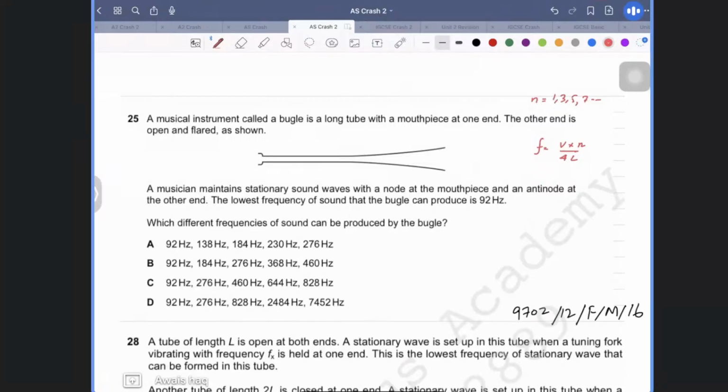The musician maintains the stationary waves with the mouthpiece and antinode at the end. The lowest frequency of sound that the bugle can produce is 92 hertz. So this is basically the fundamental frequency that he's talking about. We're going to write it like this: when the frequency is 92, it means n is 1 at fundamental frequency, and it's going to be 4L. That means 92 is equal to V upon 4L, right? Is it clear?